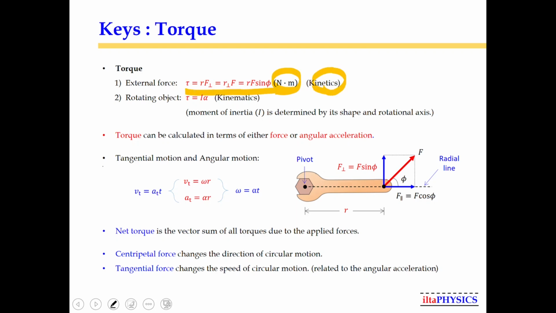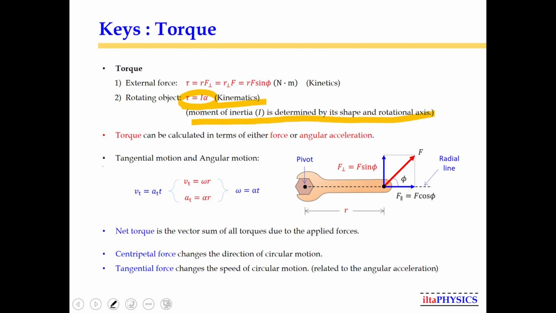Calculating torque this way is an interpretation from a kinetic perspective, essentially how an applied force causes an object to rotate. However, torque in rotational motion can also be defined from a kinematic perspective using angular acceleration. In other words, it can be calculated as the product of the object's moment of inertia and its angular acceleration.